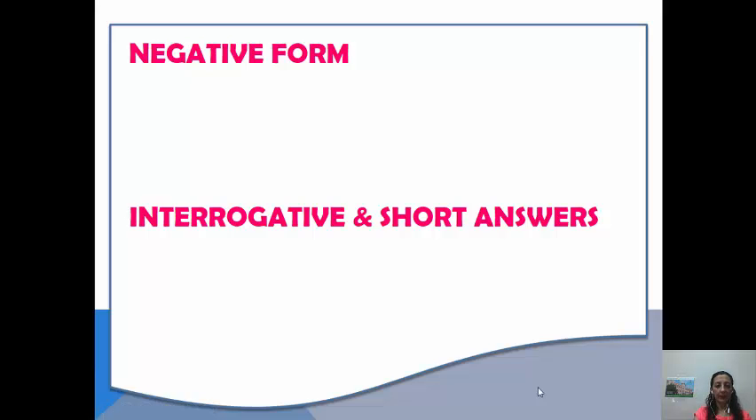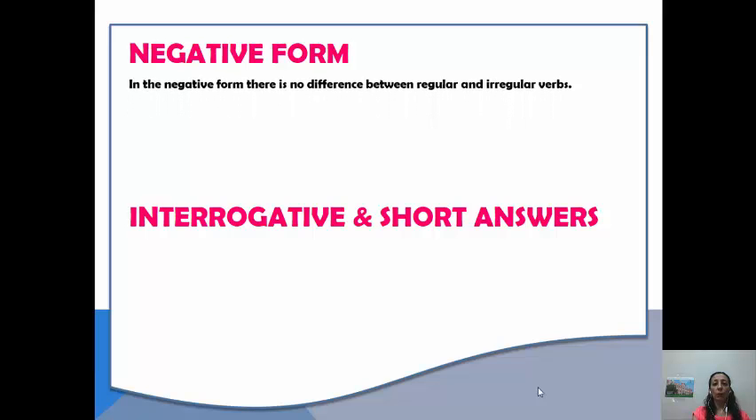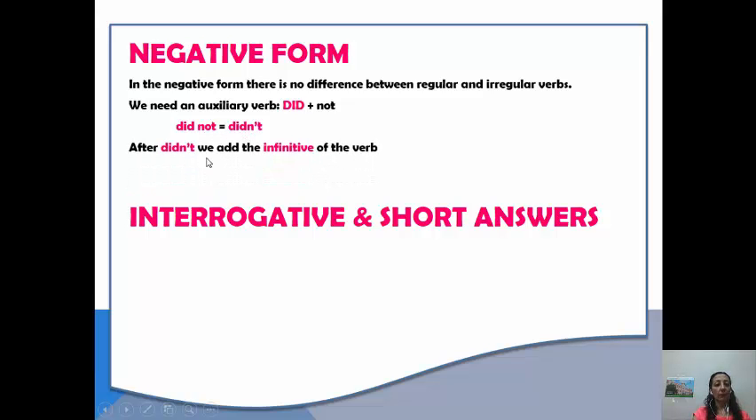Okay, let's revise what we have said. The negative form: there is no difference between regular and irregular verbs. We need an auxiliary verb, or helping verb, did plus not. The short form of did not is didn't. After didn't, we add the infinitive verb of the verb.